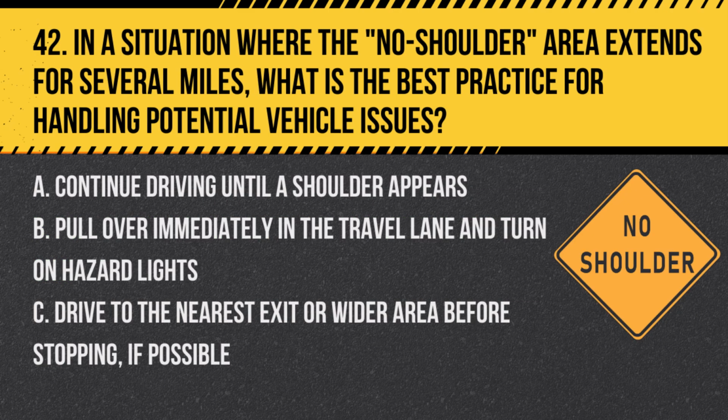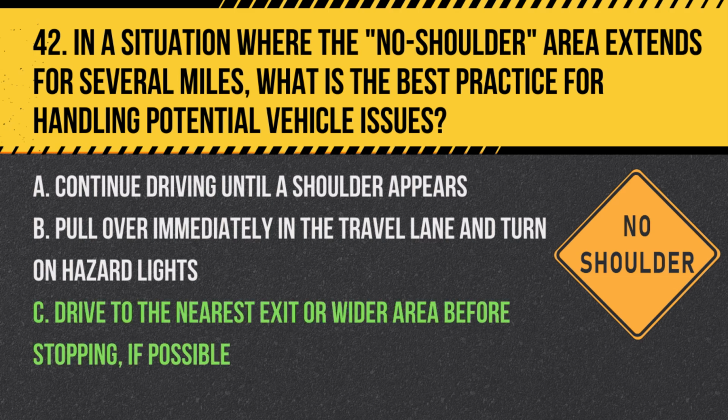Question 42. In a situation where the no-shoulder area extends for several miles, what is the best practice for handling potential vehicle issues? A. Continue driving until a shoulder appears. B. Pull over immediately in the travel lane and turn on hazard lights. C. Drive to the nearest exit or wider area before stopping, if possible.